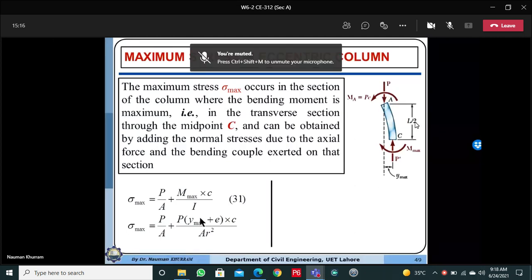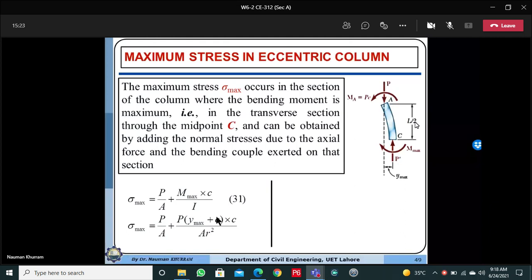Moment will be equal to P times (y maximum plus eccentricity). Eccentricity is the eccentricity of the load at zero load value of the column, and y maximum is the additional deflection produced by the applied load. So total eccentricity will be the deflection produced due to the applied load in the lateral direction plus the eccentricity at zero load. So the I value can be replaced by A r square.